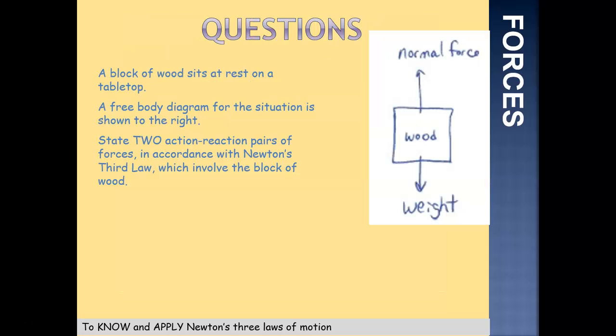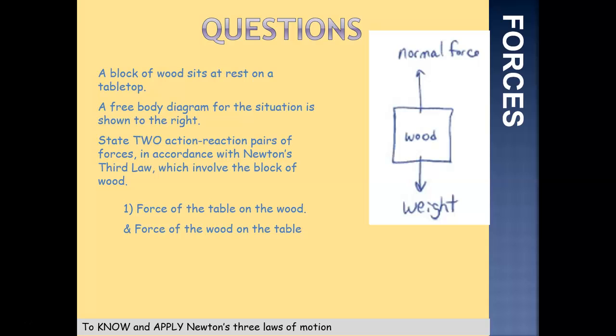So the example here, a block of wood sits at rest on a tabletop. That's the diagram there. We've got our piece of wood with the weight acting down, the force acting up. So we're looking for two action-reaction pairs in accordance with Newton's third law. Our first one would be the force of the table on the wood and the force of the wood on the table. So we've got the normal force acting up. There must be an equal and opposite force, and that's the force of the wood on the table.